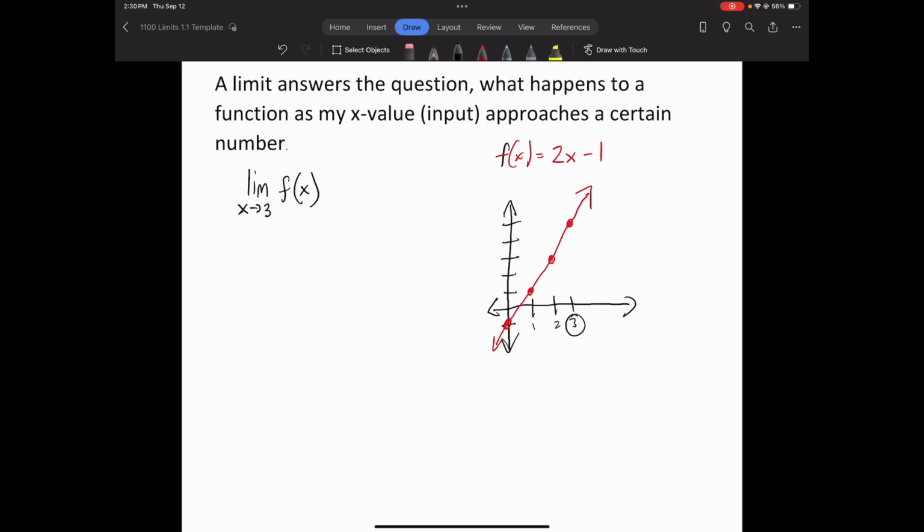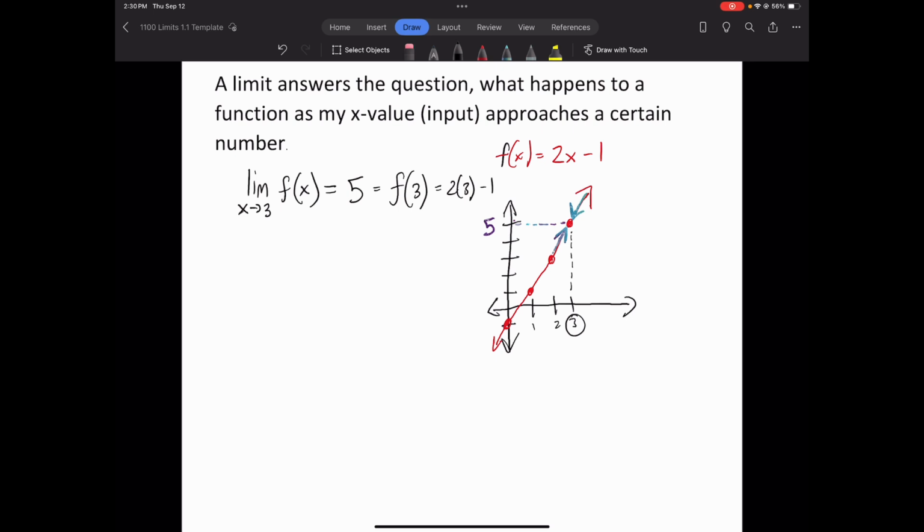If I look at this function, if I approach 3 from this side, my value is getting closer and closer to this y value. That's also true if I approach from this direction. As I approach from that direction, the same thing is happening, I'm approaching this y value. That y value is 5. So I would say the limit as x approaches 3 of f of x is equal to 5. Well, that's just the corresponding y value for when x is 3. You can get that just by plugging 3 into the function. 2 times 3 is 6, minus 1 is 5.